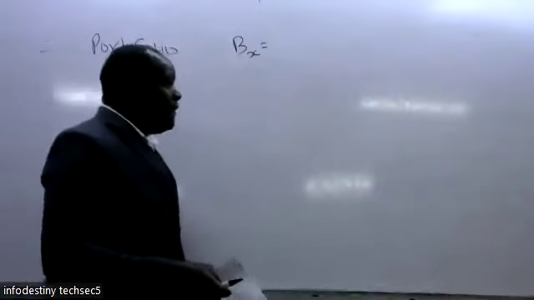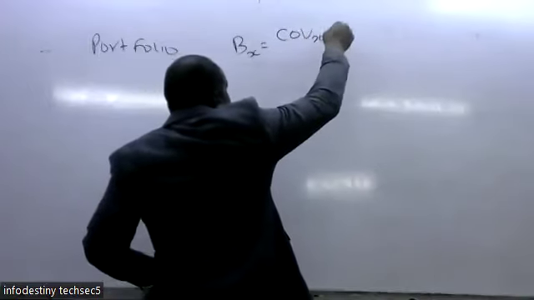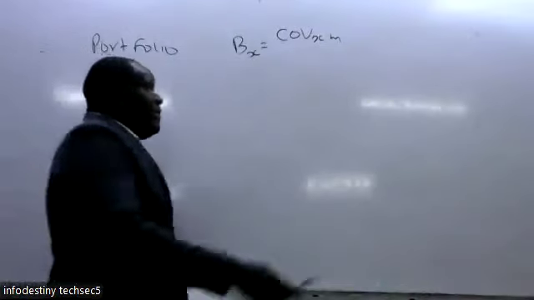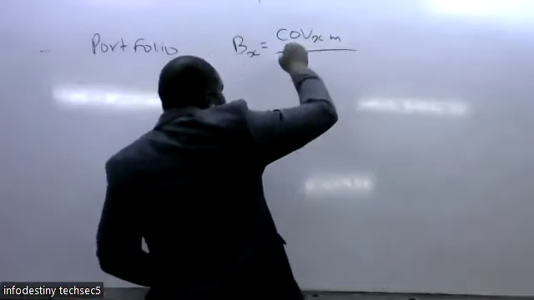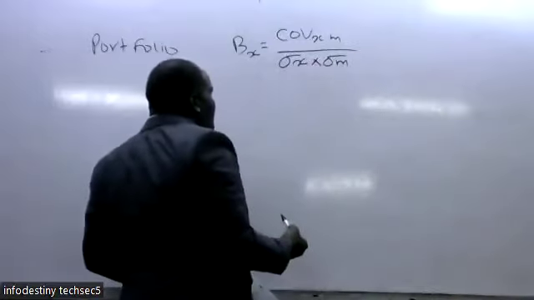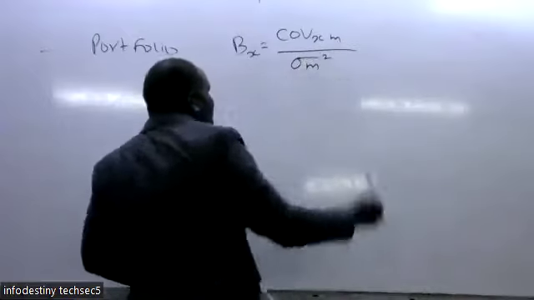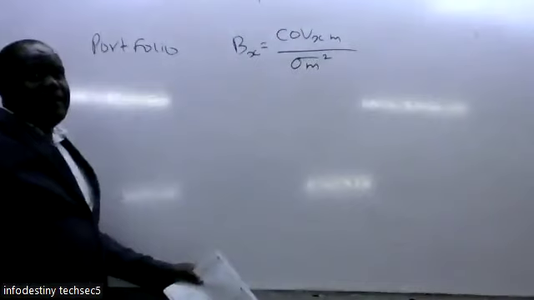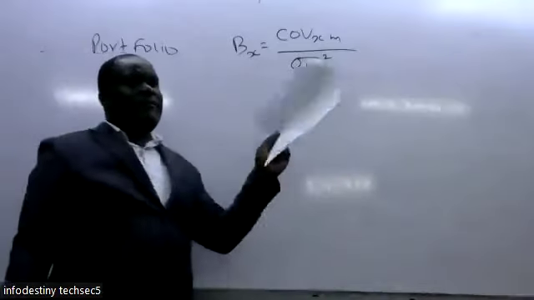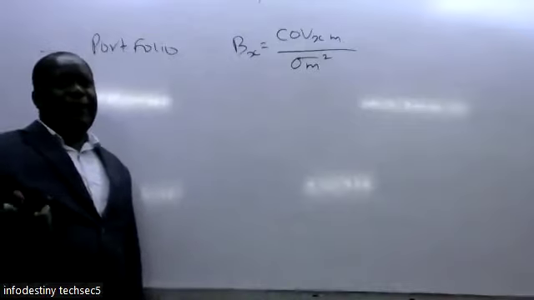So to get the beta factor, you simply take the covariance between X and the market, and divide by the variance of the market. I'd say that this formula comes from the other formula. It will lead to the other formula that we have used.